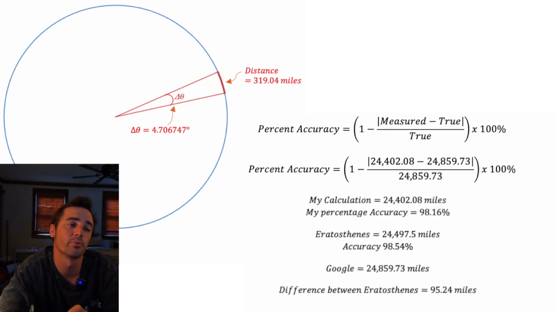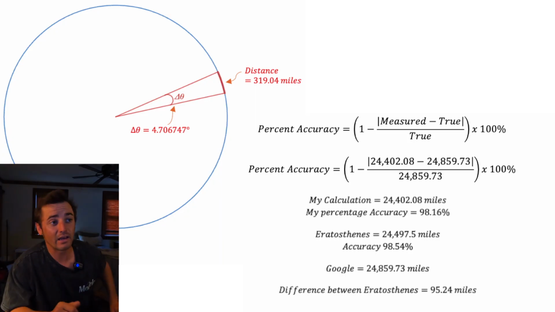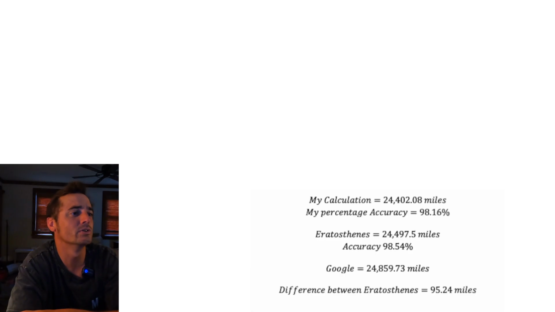which is incredibly impressive that he was able to get that accurate using his methods over 2,000 years ago. All right, well, there you have it. That is my experiment and Eratosthenes' experiment. It's pretty cool that we got within 100 miles in our calculations of the circumference of the Earth.